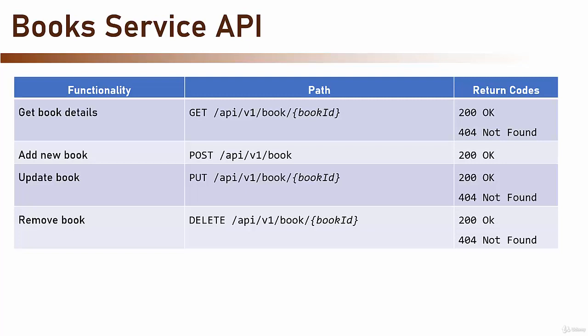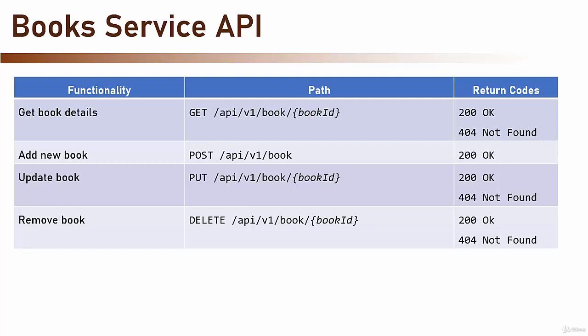The second one is for adding new book. Here we will use the post verb, which is used for adding entities. The URL is API v1 book, and we expect the body of the API to contain the details about the new book. The expected response code from this API is 200 OK. The third endpoint is for updating an existing book and thus uses the put verb, which is used for updating entity. The URL is API v1 book and the book ID to be updated.